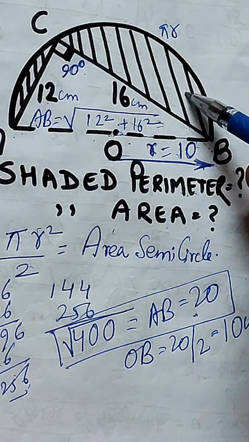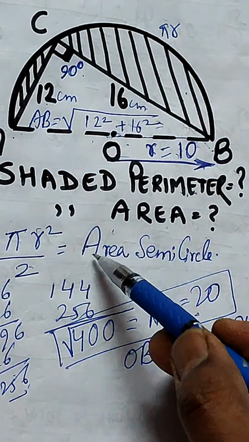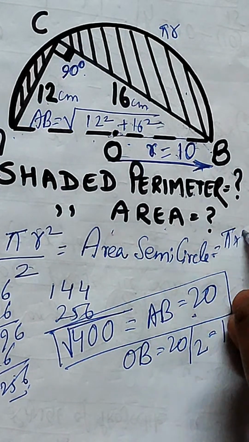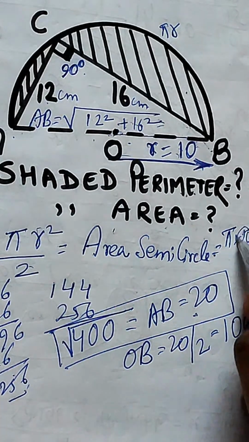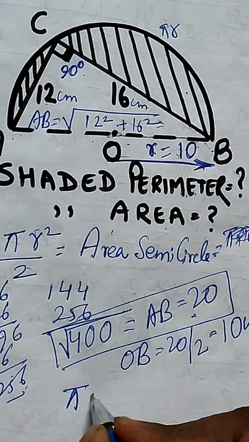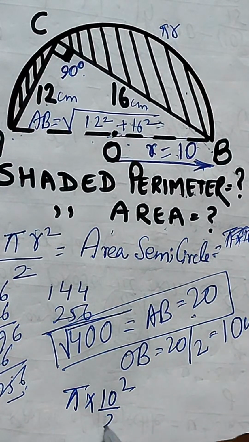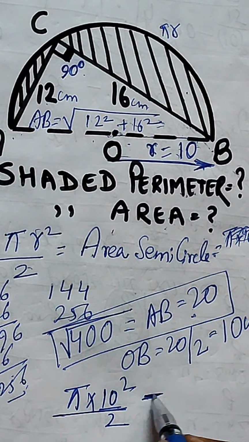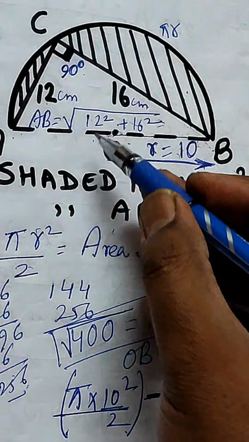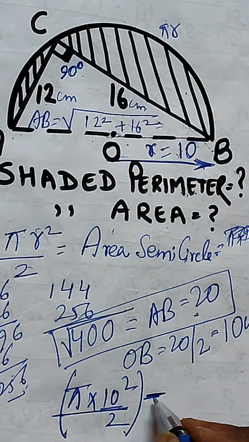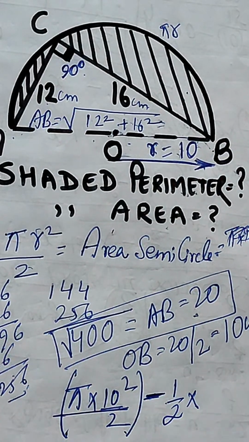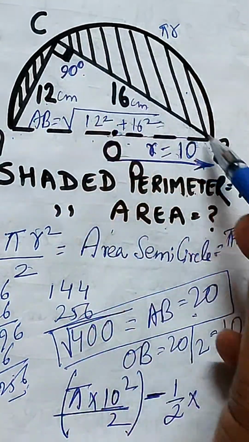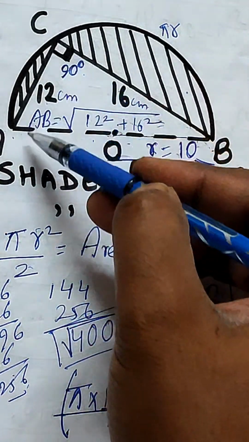How? To calculate the shaded area, you calculate the area of this semicircle, that is pi r square divided by 2. That means pi into 10 square divided by 2. This is the area of the semicircle, minus subtract from it the area of this triangle, and the area of this triangle is half into base into altitude. What is the base? You can consider base as 12 and height as 16, or 16 as base and 12 as height, right?